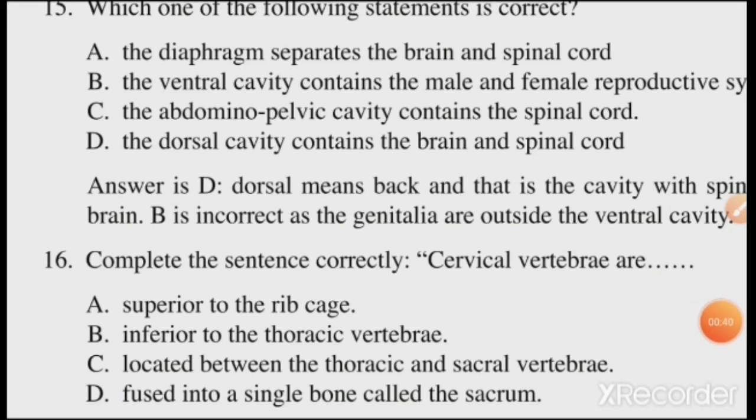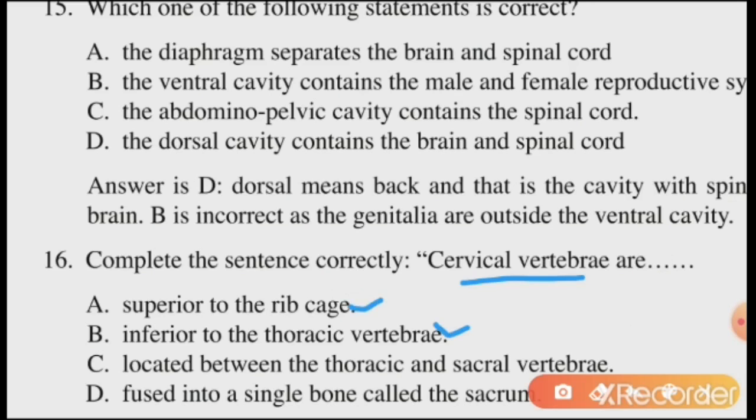Next question: complete the sentence correctly. Cervical vertebrae are: option A, superior to the rib cage; option B, inferior to the thoracic vertebrae; option C, located between the thoracic and sacral vertebrae; option D, fused into a single bone called the sacrum. The correct answer is option A. Cervical vertebrae are superior to the rib cage.